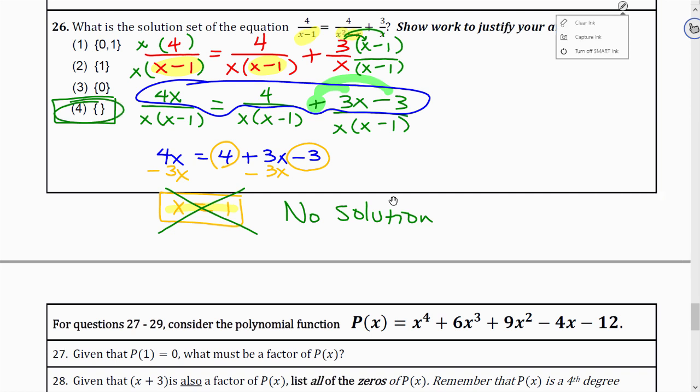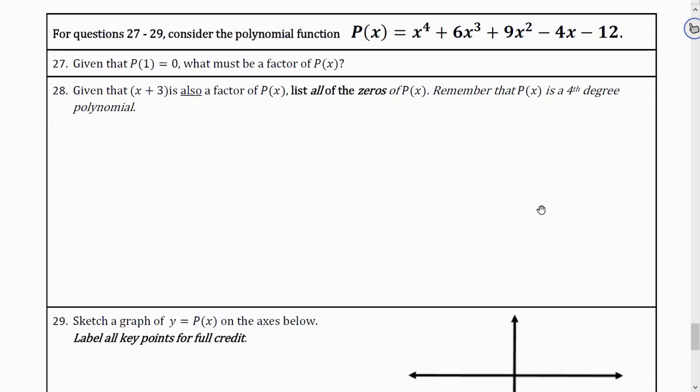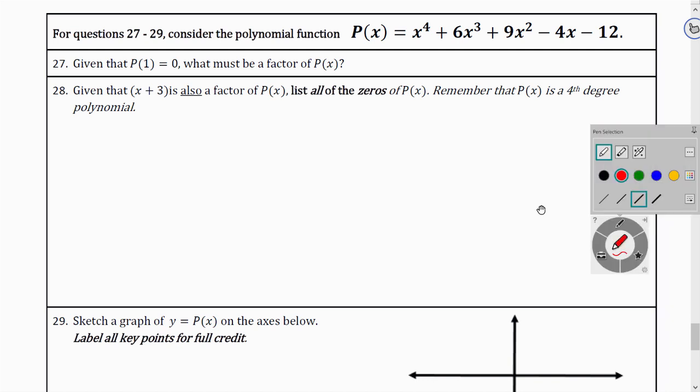Okay. Number 27, I'm looking at this polynomial for the next 3 problems. Okay, this one right here.